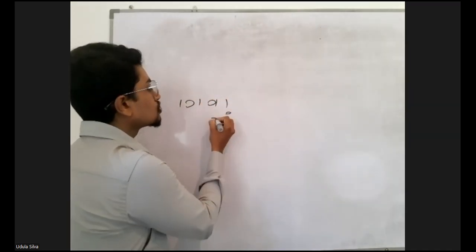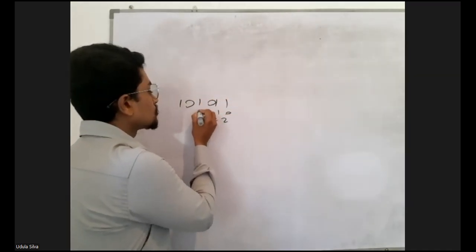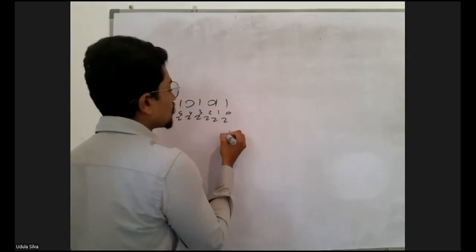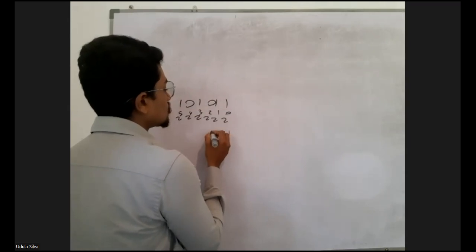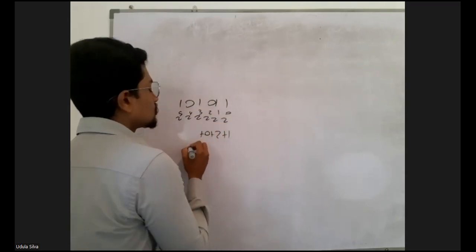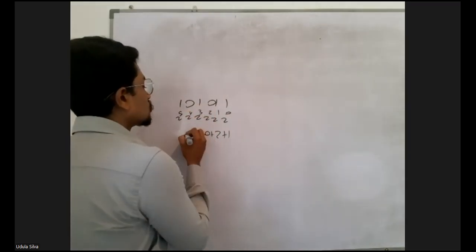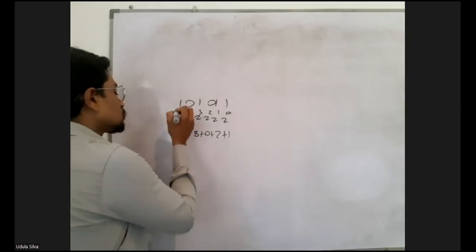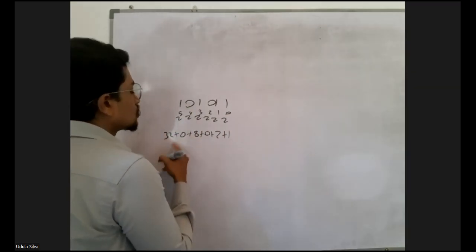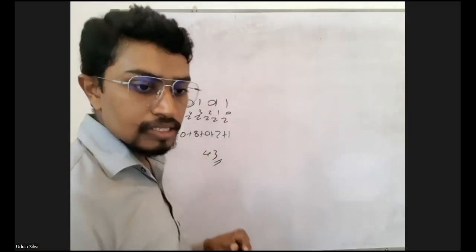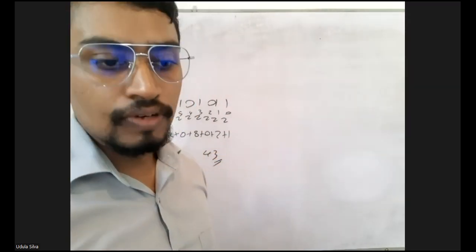So 2 to the power 0, 2 to the power 1, 2 to the power 2, 2 to the power 3, 2 to the power 4. 2 to the power 0 times 1 is 1, plus 2 to the power 1 is 2, plus 2 to the power 2 is 4, but times 0 is 0. 2 to the power 3 is 8, 8 times 1 is 8. 2 to the power 4 is 16, 16 times 0 is 0. 2 to the power 5 is 32, 32 times 1 is 32. So 32 plus 8 is 40, 42, 43. So the answer is 43, second one.